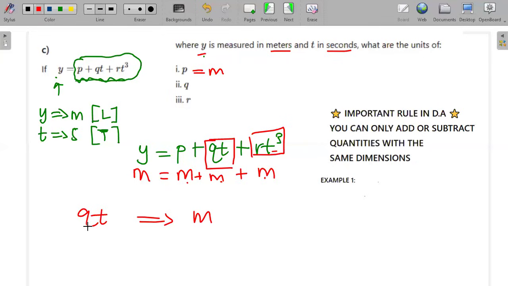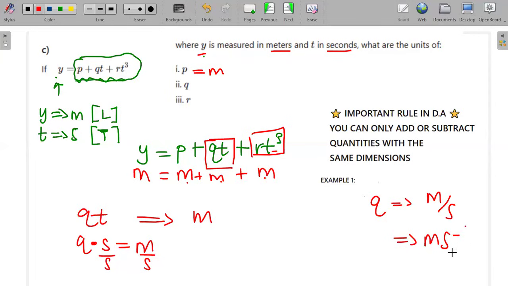So now I'll write here Q, and then I put the units of time, because the units of time I have were given as seconds. So time should be equal to the units that I get there, which is just meters. Meaning I can divide both sides by s. So the units of Q are simply meters per second, or you can write them as meters s to the power minus 1. So these are going to be the units for Q.